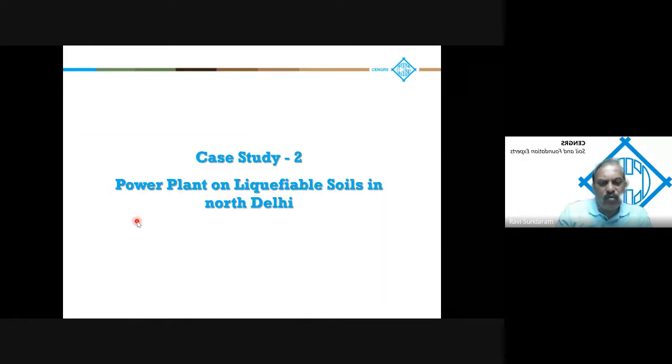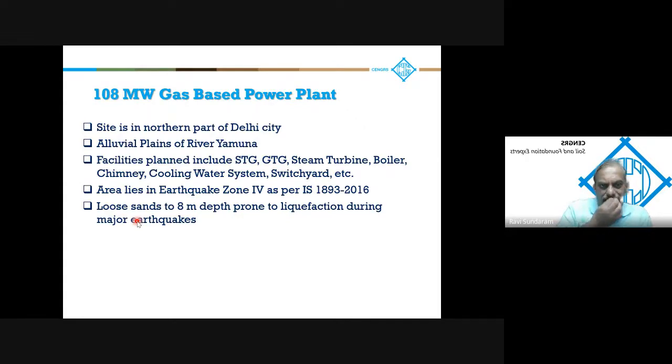I now move on to the second case study, power plant on liquefiable soils in North Delhi. This site was in North Delhi, near Rohini. It's a 108 megawatt gas-based power plant in the alluvial plains of the Yamuna River.